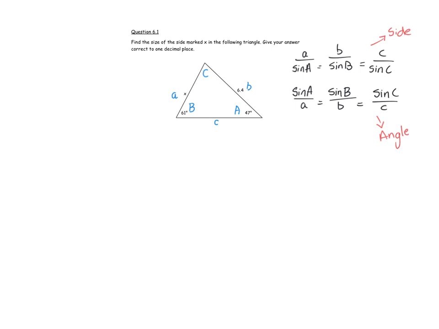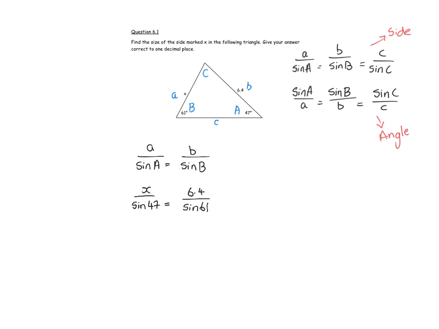What we're going to do then is fill in the formula. Now we only need to take one section of it. So we're here looking for a side, so we're going to use the top one. So it's going to be a over the sine of A is equal to b over the sine of B. We can only have one equals in the equation in maths, and we're looking at side a. We have side b, so we're going to take a and b, and we fill it in next. So a is X over the sine of 47 is equal to b, which is 6.4, over the sine of 61.